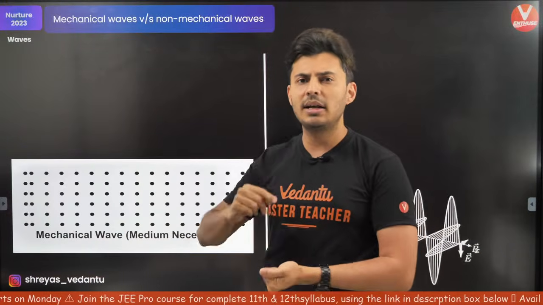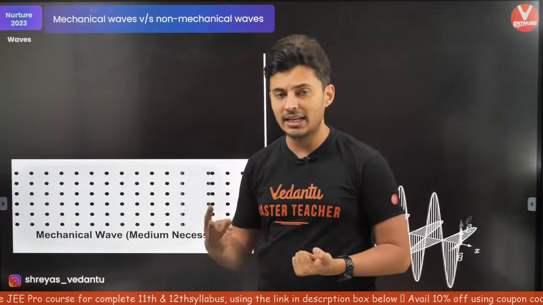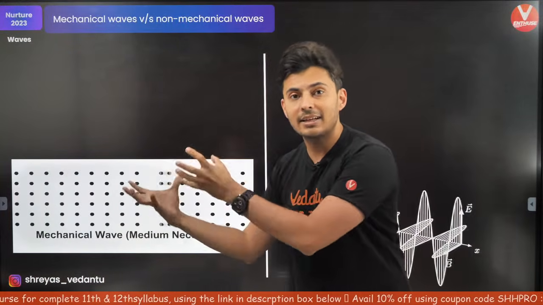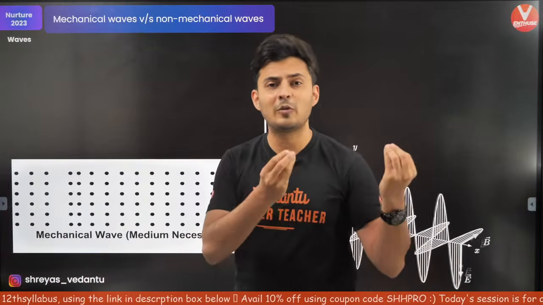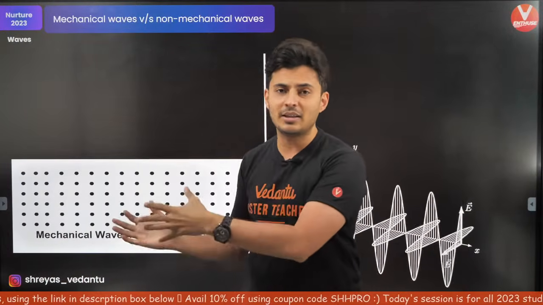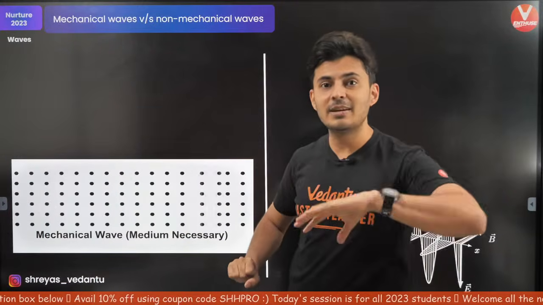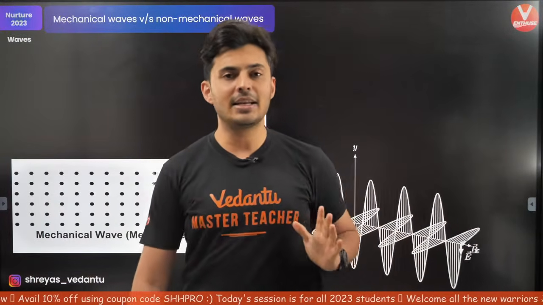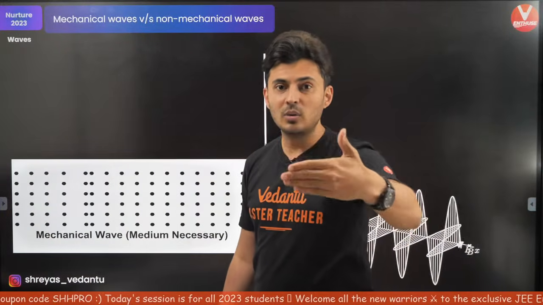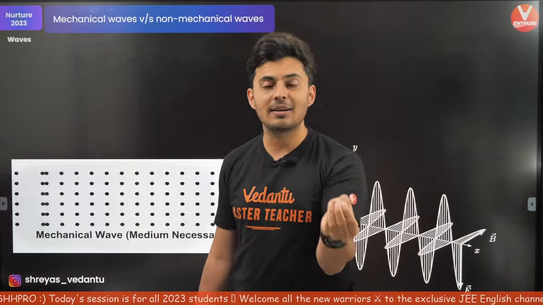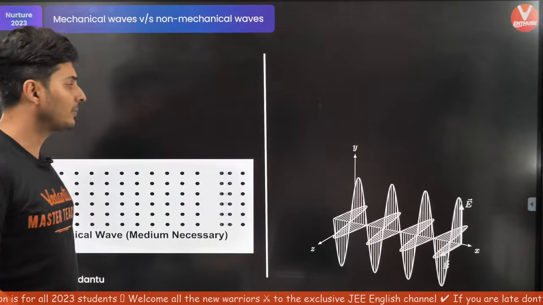There is some solid, liquid or gas involved. So when there is some solid, liquid or gas involved, which acts like the carrier of energy, just like a train is the carrier of passengers from one city to other, the train is the medium. Here, solid, liquid or gas is the medium. That is called as the mechanical wave. Examples will be sound. Like when you talk, the sound which travels, it needs air. Without air, it cannot travel. So sound is a mechanical wave.